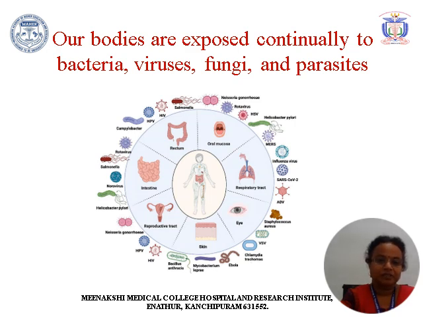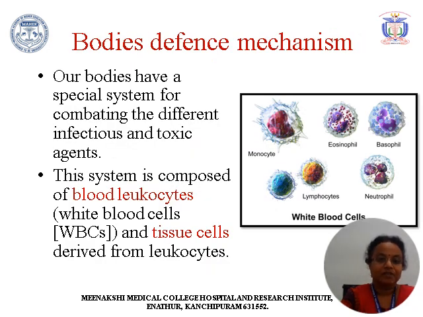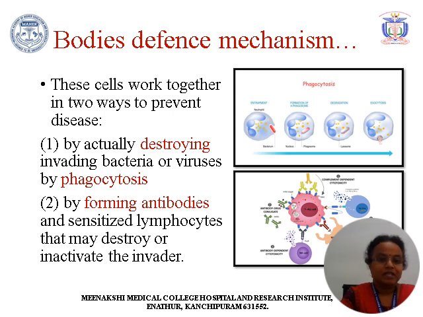So to begin with, we all know our bodies are exposed continually to bacterial, viral, fungal and parasitic infections. So in order to combat these infections, our bodies have developed a defense mechanism. Our bodies have a special system for combating the different infectious and toxic agents, and this system is composed of blood leukocytes, which are also called WBCs or white blood cells, and the tissue cells which are derived from the leukocytes. These cells work together in two ways to prevent disease. One is by destroying the invading bacteria or virus by phagocytosis, and the other method is by forming antibodies and sensitized lymphocytes that may destroy or inactivate the invader.